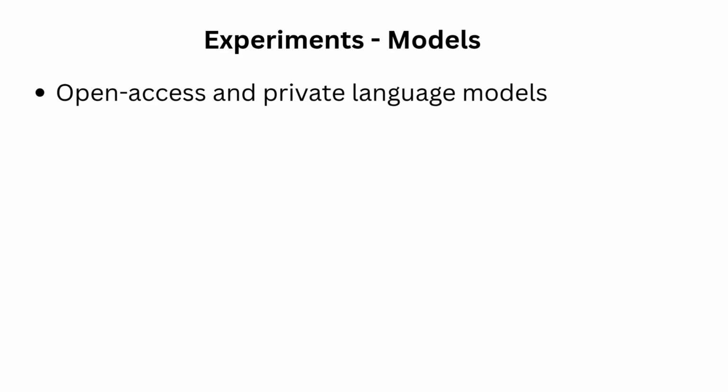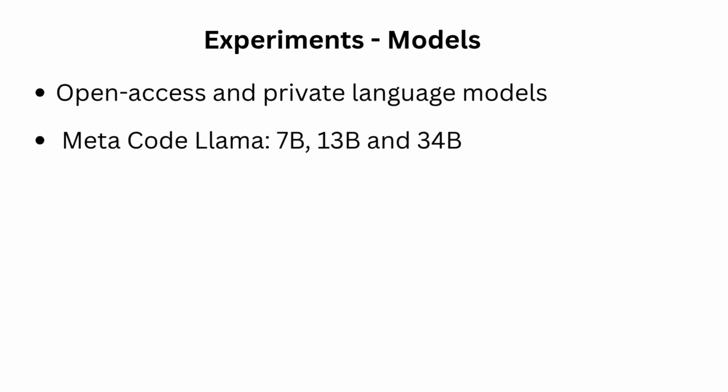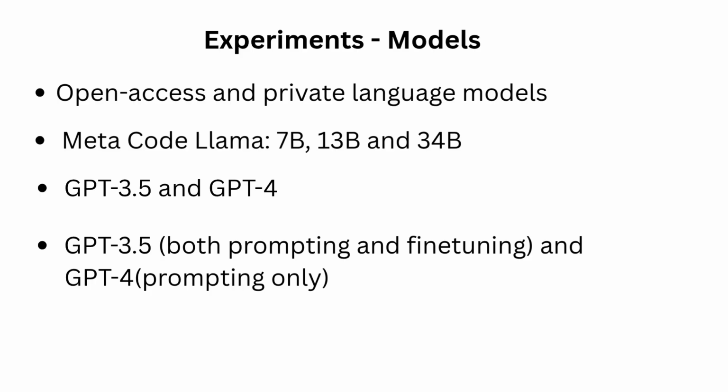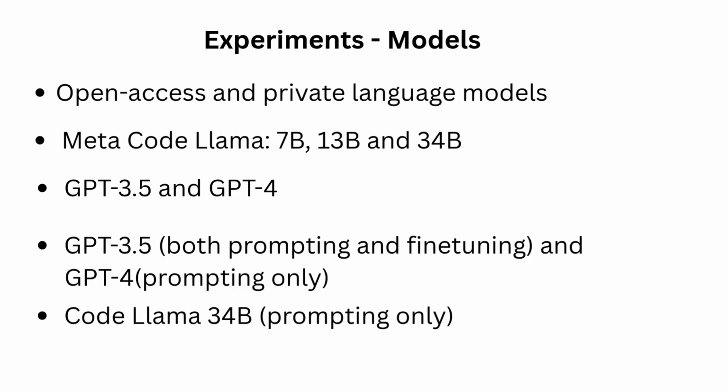the experiments. For the experiments, the researchers evaluated both open access and private language models. On the open source side, they used Code Llama models with sizes 7 billion, 13 billion, and 34 billion parameters. On the private model side, the researchers experimented with OpenAI GPT 3.5 and GPT-4. GPT 3.5 was used for both prompting and fine-tuning experiments, while GPT-4 was only evaluated through prompting because fine-tuning GPT-4 was not available at the time the paper was written. Also, Code Llama 34 billion parameter model was not evaluated for fine-tuning experiments.